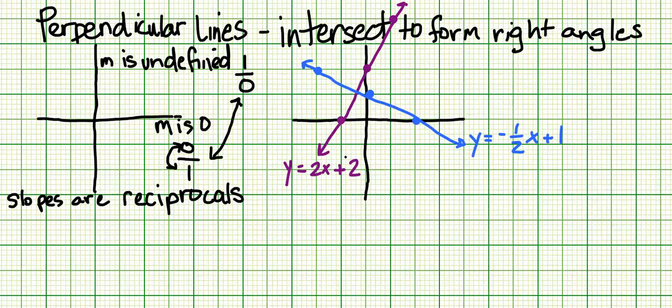Now, the purple line has a slope of 2, and the blue line has a slope of -1/2. 2, if you remember, can be written as 2 over 1. So if I were to flip 2 over 1, the reciprocal of that would be 1 over 2. So these two slopes are reciprocals of each other, but the only difference is one is positive and one is negative. Is that necessary in order to have 2 lines that are perpendicular, 2 lines that create 90-degree angles?